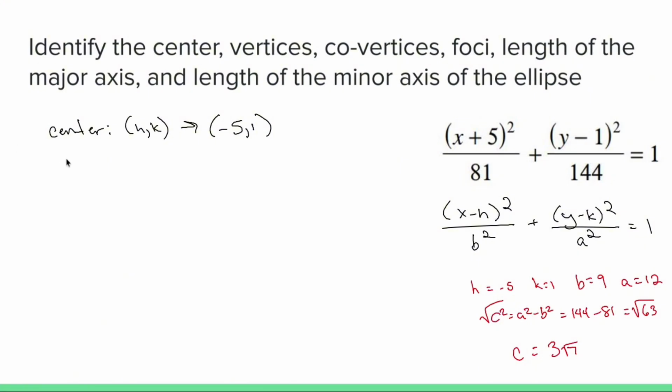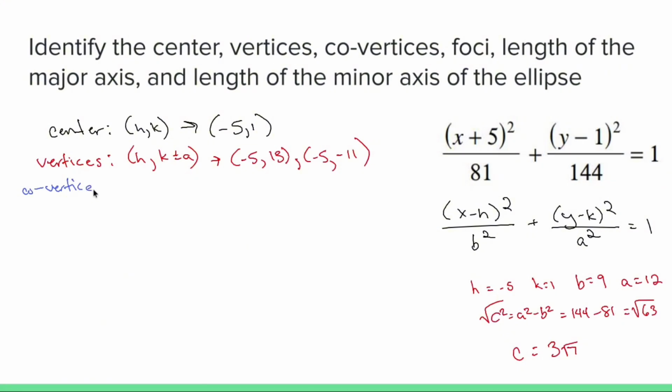The vertices, the tippy top and the very bottom, are going to be h and k plus or minus a. So h is negative 5, so 1 plus 12 is 13, so that's one option. And then 1 minus 12 is negative 11. That's going to be our other option. Those are our vertices.